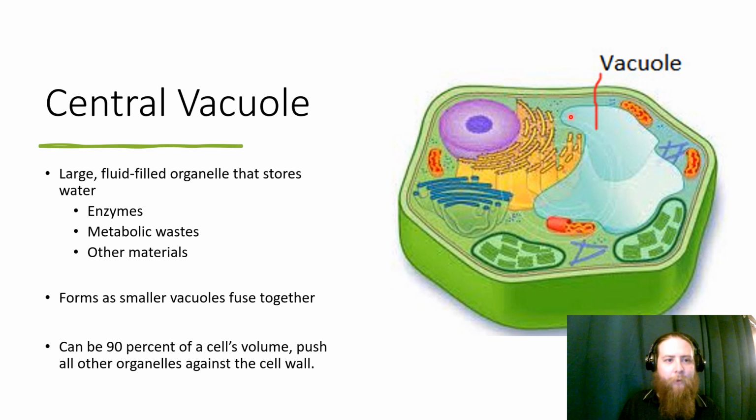The central vacuole is this large fluid-filled organelle that stores water, and usually dissolved in that water are things like enzymes, metabolic waste, or other materials. How these form is there are lots of small vacuoles that form like little tiny water droplets, and just like water droplets on a window, when they bump into each other, they merge together to form these really big vacuoles. Vacuoles can be up to 90% of the cell's volume, and they push all other organelles against the cell wall, kind of like we saw in that fat tissue.